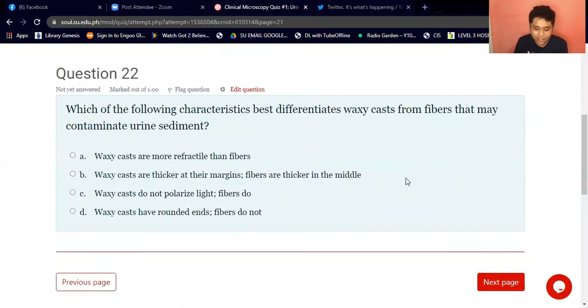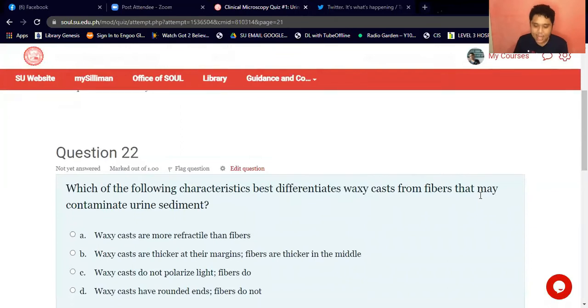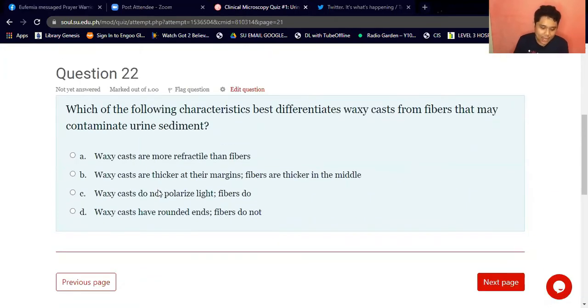Next, you have 22. Which of the following set characteristics differentiates waxy cast from fibers that may contaminate the urine sediment? Letter A. Waxy casts are more refractile than fibers. Is that correct? Is it more refractile ba ang mga casts compared to your fibers? This is actually false. Your fibers are more refractile compared to your waxy casts. Okay? Next. Waxy casts are thicker at their margins. The fibers are thicker in the middle.